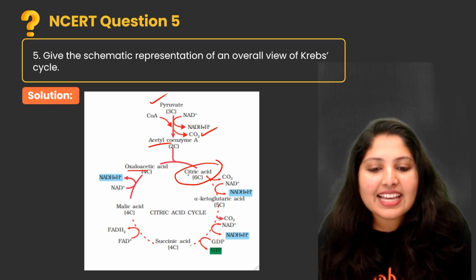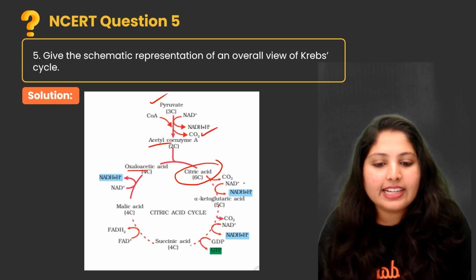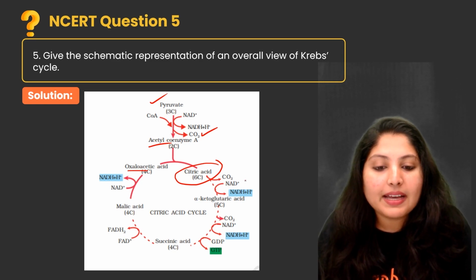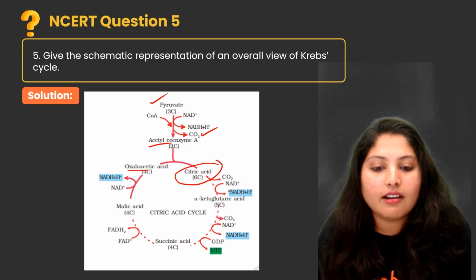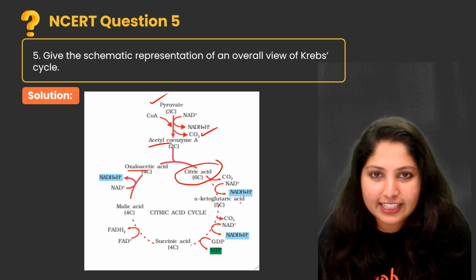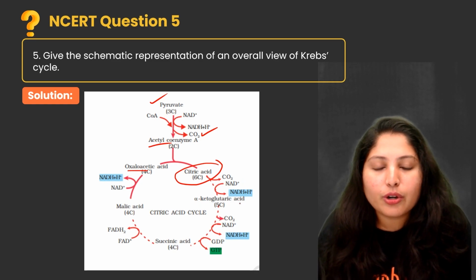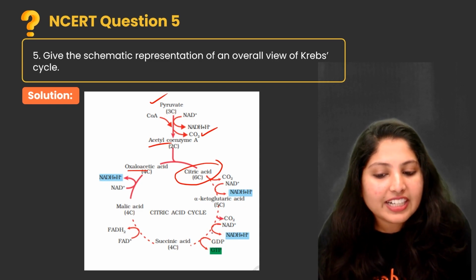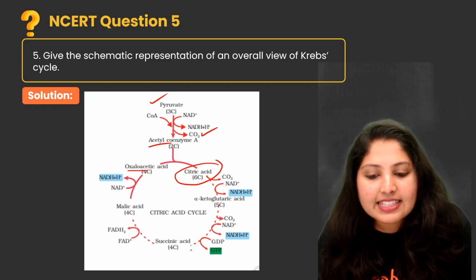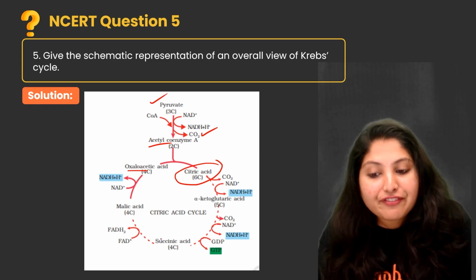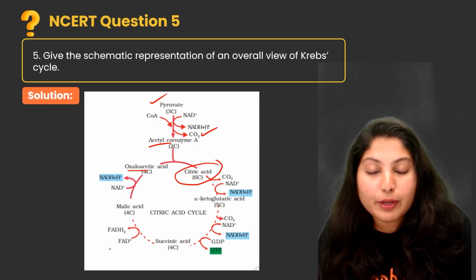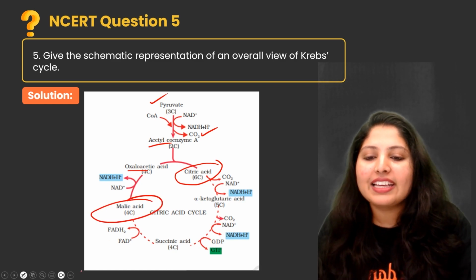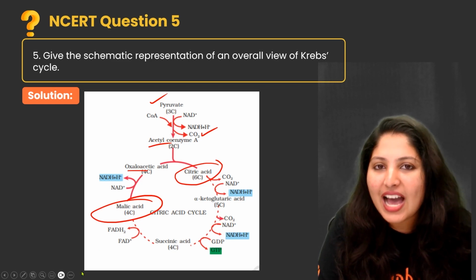Okay, so this citric acid removes a carbon dioxide and it undergoes reduction. So during reduction what happens? NAD is converting into NADH2. So alpha ketoglutaric acid is produced. It is a 5-carbon molecule. This alpha ketoglutaric acid is converting into succinyl-CoA, and then it is converting into succinic acid. After that, it is converting into fumaric acid. From fumaric acid, it is converting into malic acid. From malic acid, it is converting into oxaloacetic acid.